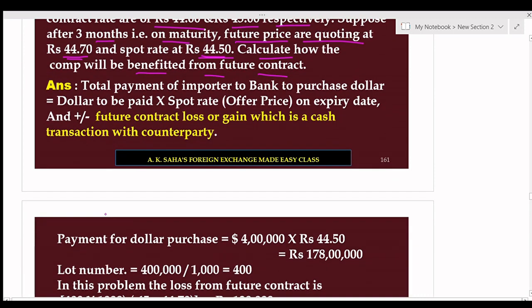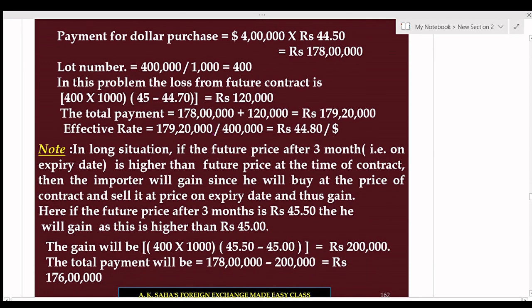The total payment of importer to bank to purchase the dollar is equal to dollar to be paid into spot rate, that is offer price on the expiry date, plus or minus future contract loss or gain, which is a cash transaction with counterparty. Payment for dollar purchase: $4 lakh multiplied with 44.50, that is expiry spot rate, is equal to 178 lakhs. Lot number is 4 lakh divided by 1000 is equal to 400.